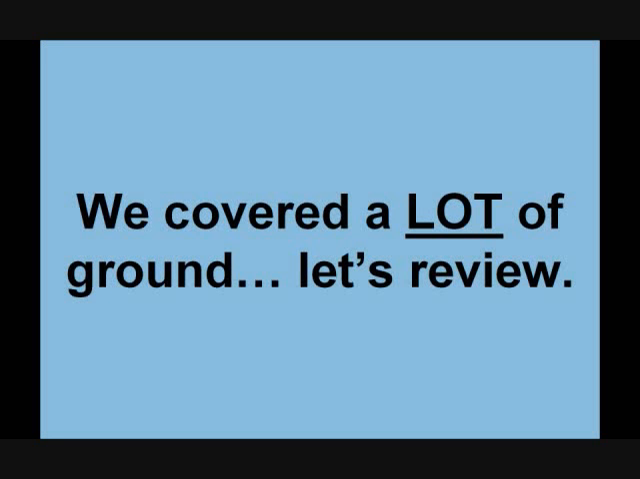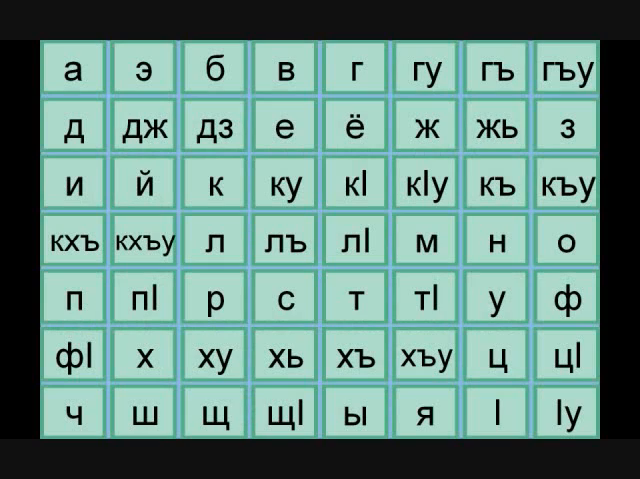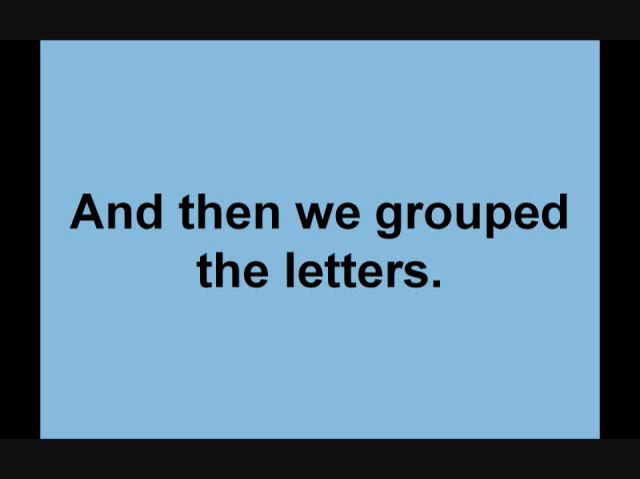Wow, we covered a lot of ground. Let's take a moment to review. We started with the full Kabardian alphabet, and then we simplified it to make it easier to learn. We then developed a simplified alphabet of 31 core letters and 8 expanded letters that were marked by hardeners or softeners. Then we grouped the letters.